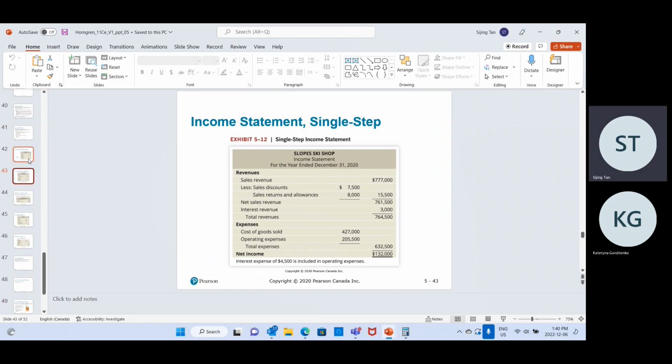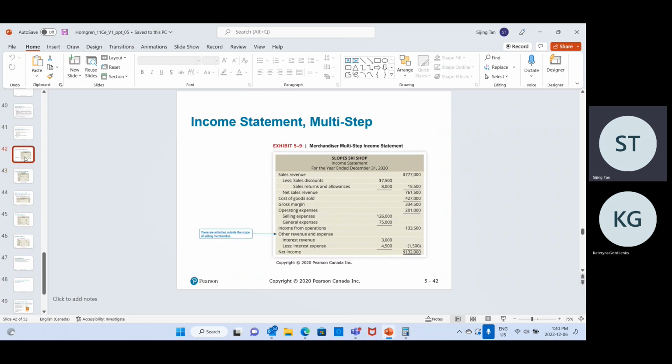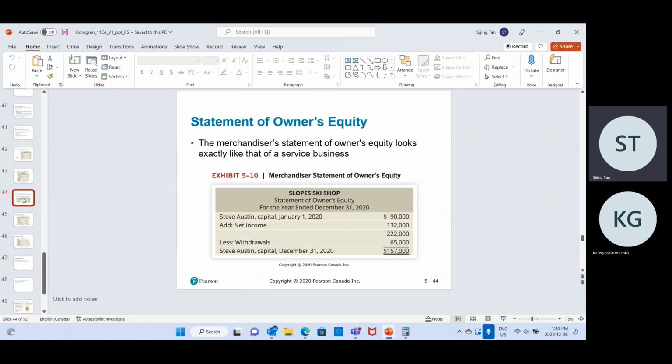When you compare those two different formats, you can easily find out that the multi-step is more informative, right? It has important subtotals called gross margin. We're going to show a visual analysis, because gross margin is one of the major points when you analyze a business to see its financial situation.